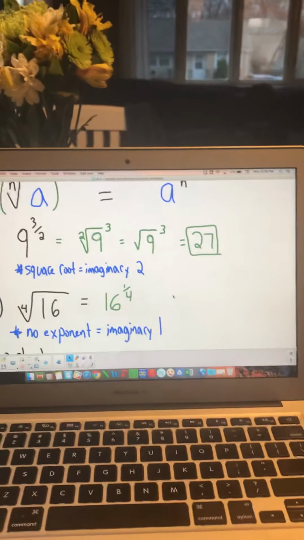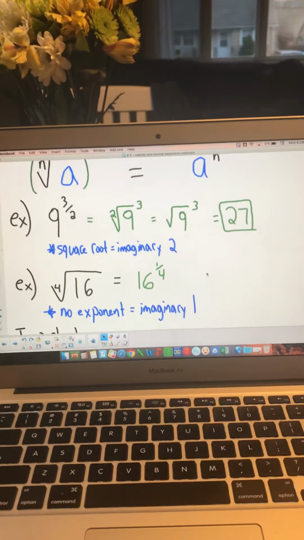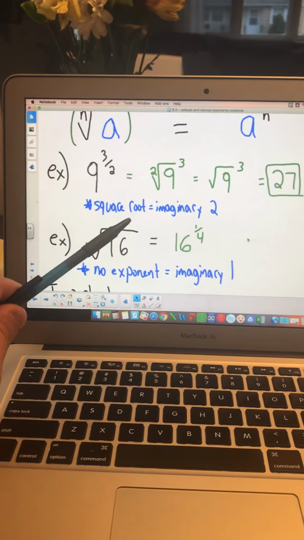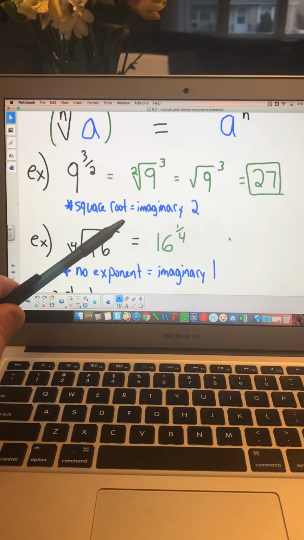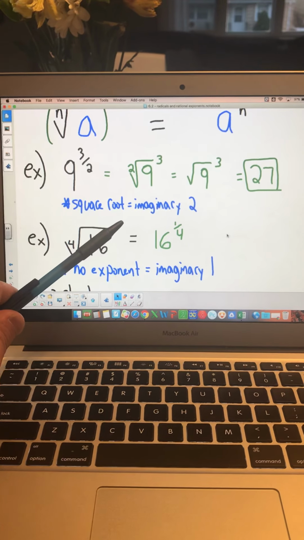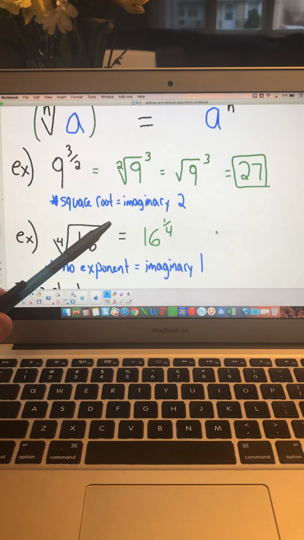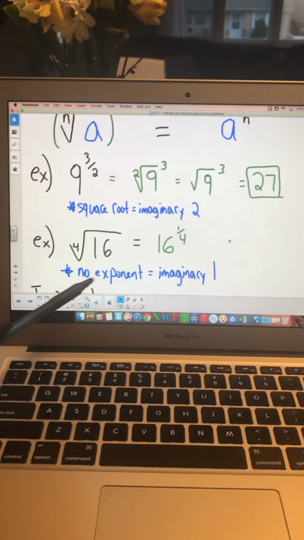Well, wait a second there, Coach Dell. That doesn't make any sense. Where'd the 1 come from? When we rewrite it as a rational exponent, we have a 1 as an exponent. Imaginary 1, right? Remember we talked about this back in 6.1, and we repped it. So no exponent means an imaginary 1.